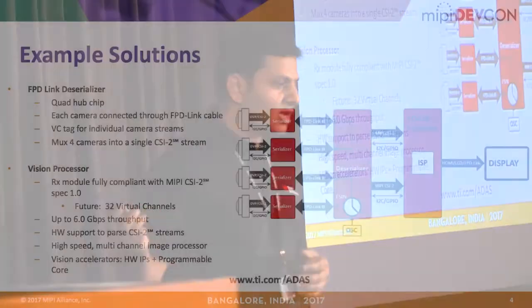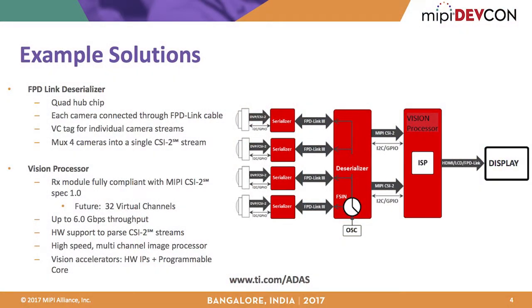So this is one of the example topologies. This example is for a surround view kind of a system. So you will see there are 4 cameras, and there is a vision processor which needs to get the image from these 4 cameras, process them, and render them on a display. In a consumer system, you will see the cameras will be connected directly to the vision processor.